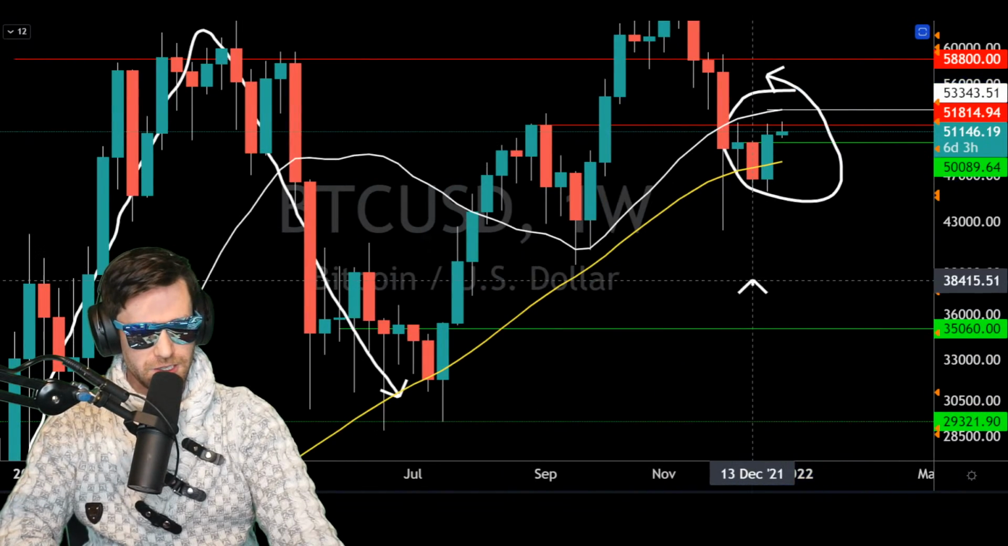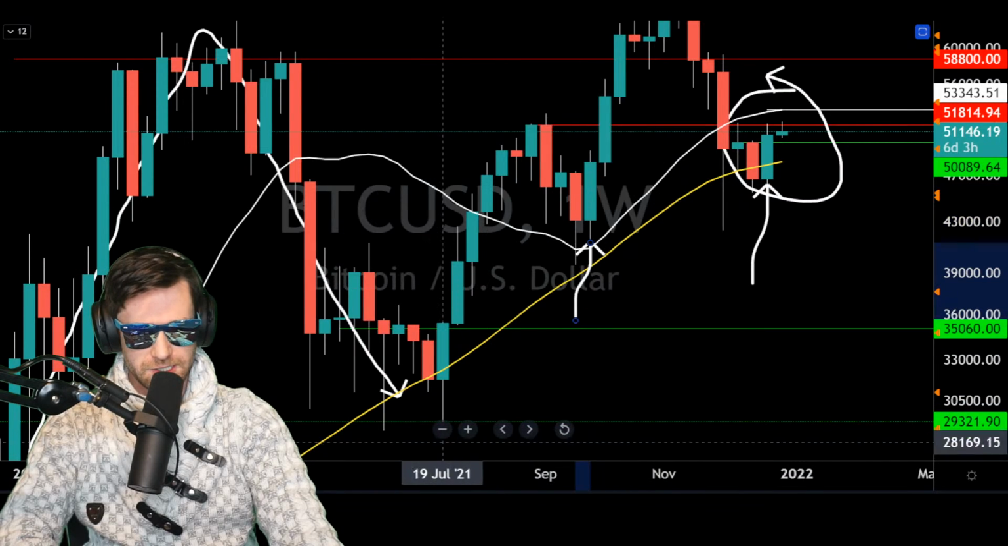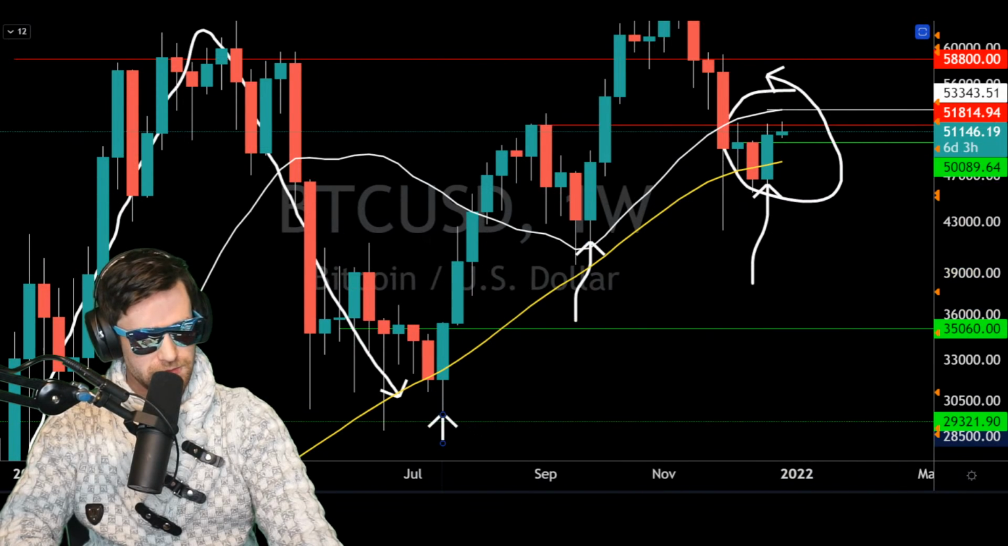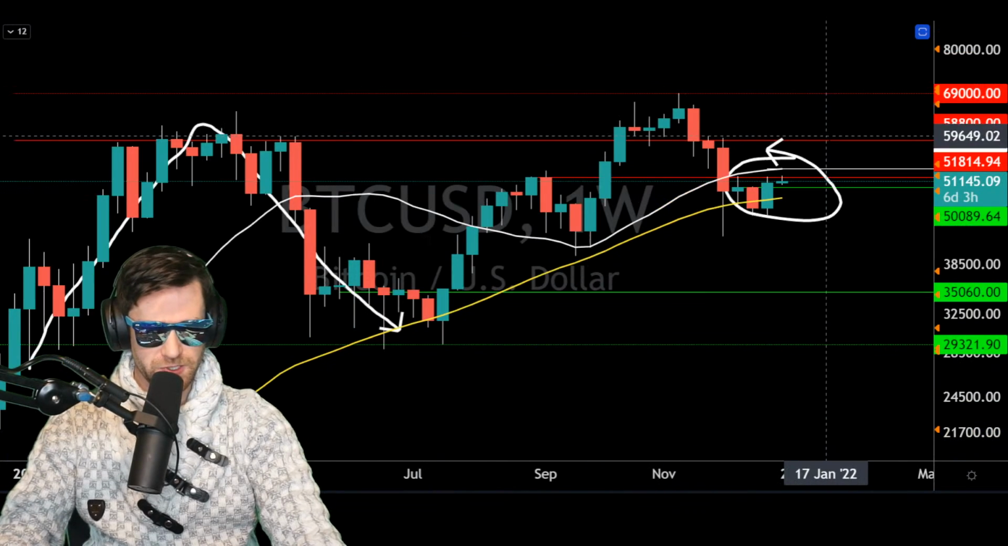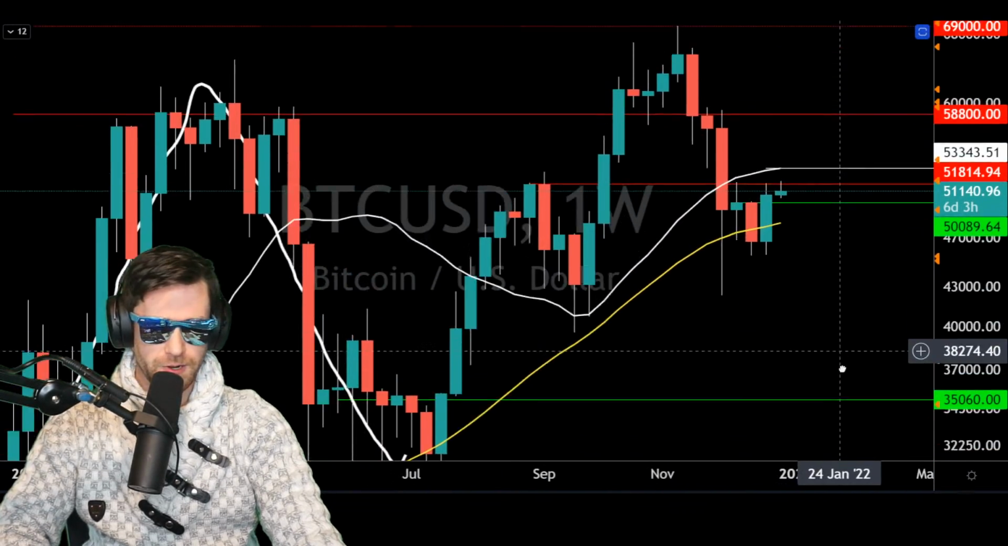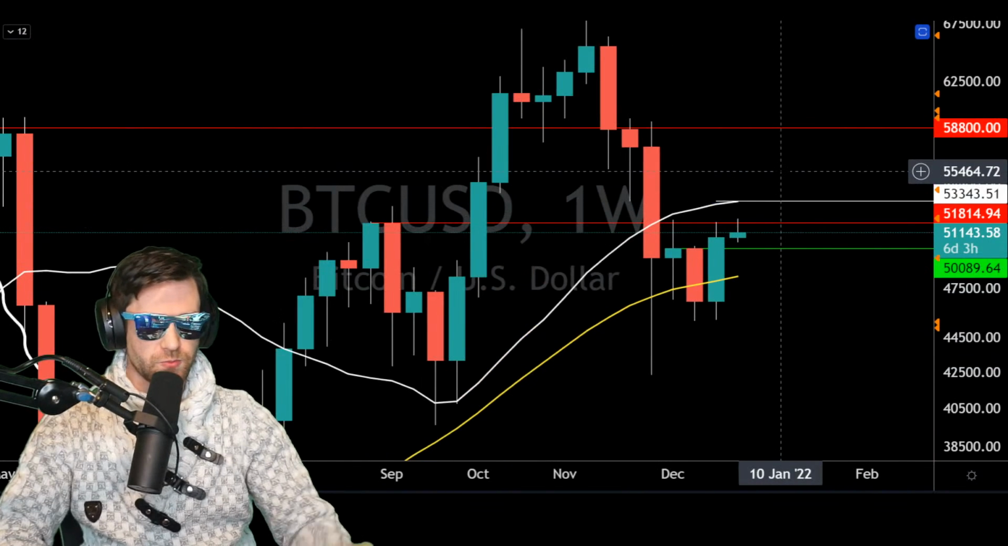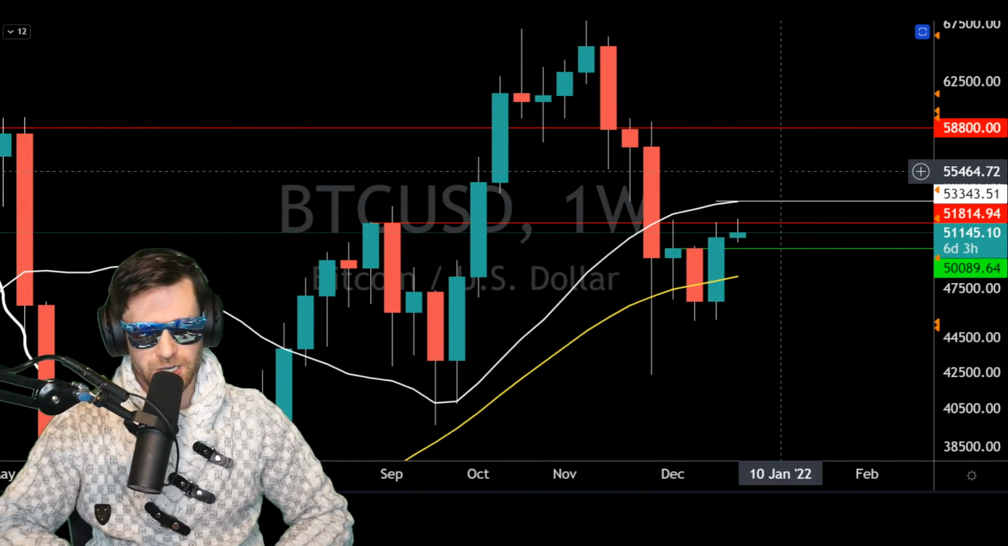We're here. Luckily, we have our bullish engulfing. This is the third iteration in the same kind of price area of that bullish engulfing on the weekly. That's building confidence for me. However, 53.3. This is where we have to be watching. A rejection from 53.3 could be ugly.